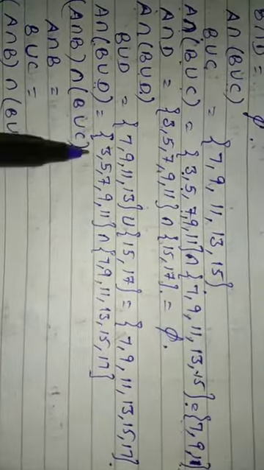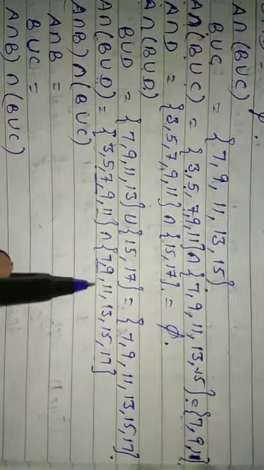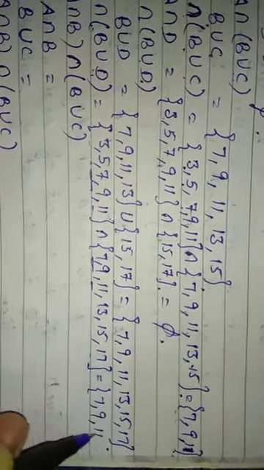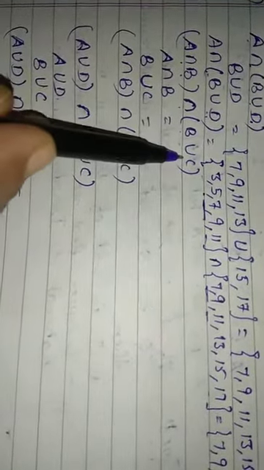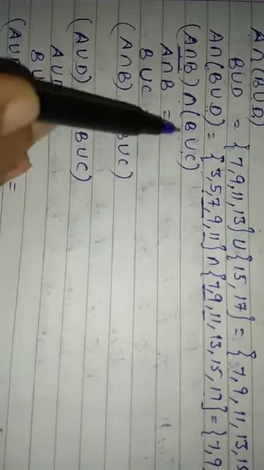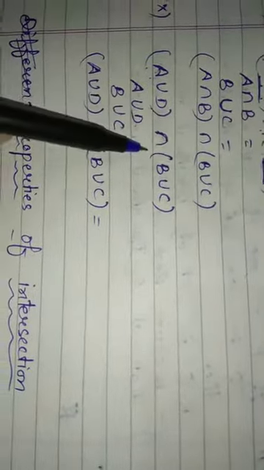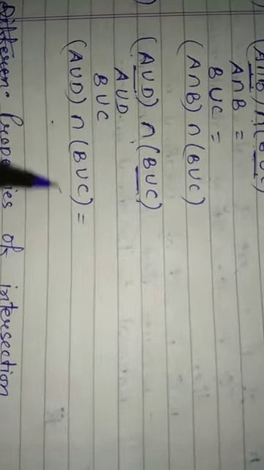What is common in these two? 3 and 5 are here but not here. 7 and 9 are here. 11 is here. And the rest of the elements are not common. So we will take 7, 9, 11. Similarly, you can find these sets, A intersection B union C. Firstly, you will find A intersection B, then B union C, then intersection of these two sets. And same in the last part, A union D intersection B union C. You can find firstly A intersection D, then B union C, then intersection of these two sets.